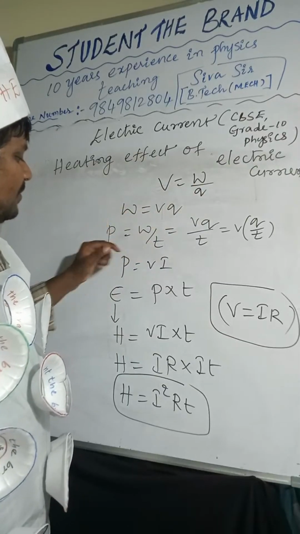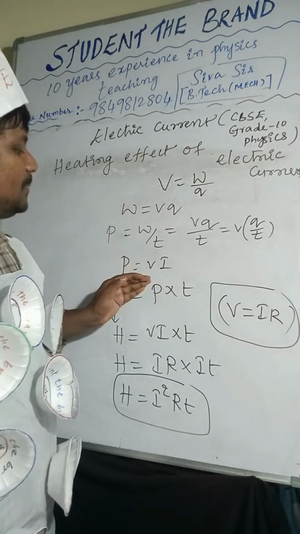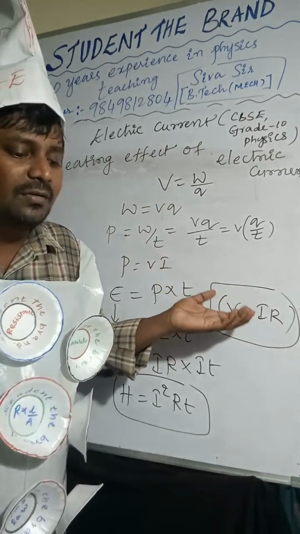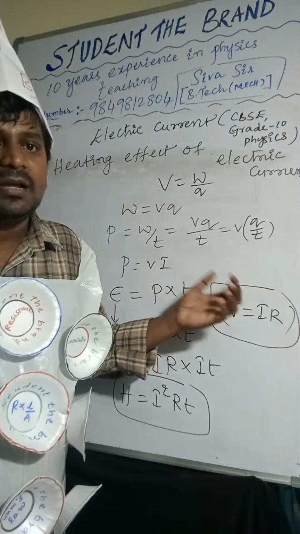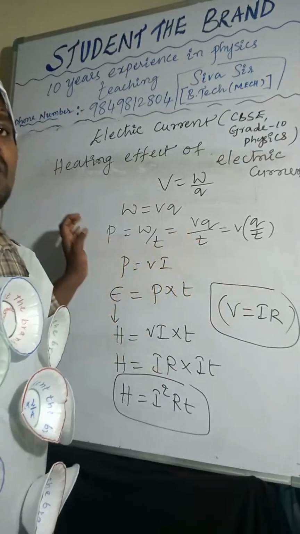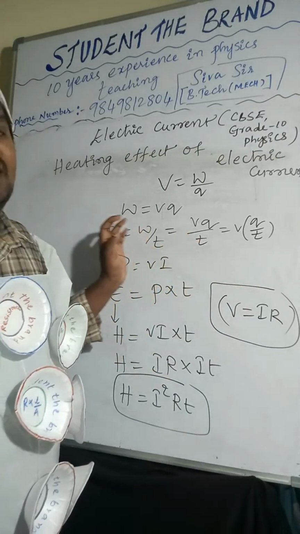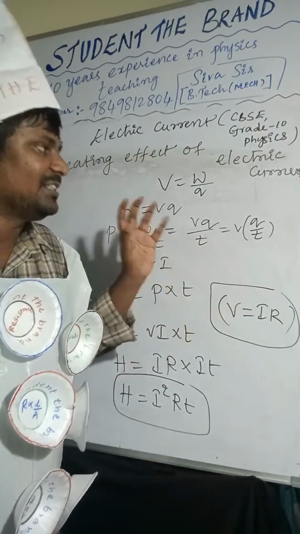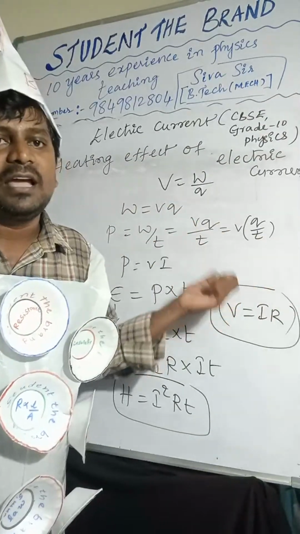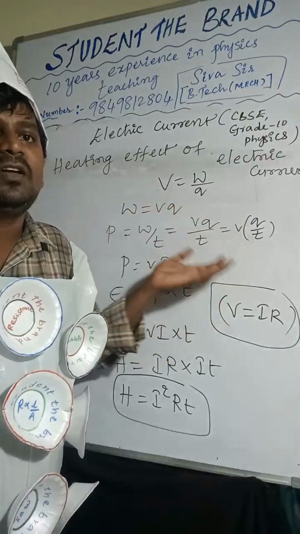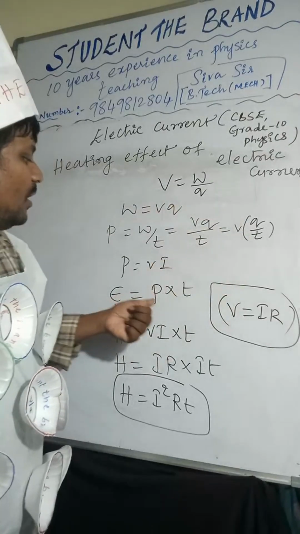So how much power you give to the conductor and for how much time, that is the energy given. Energy equals power into time. Only with a certain time will the work be done. That's why E equals P into T.